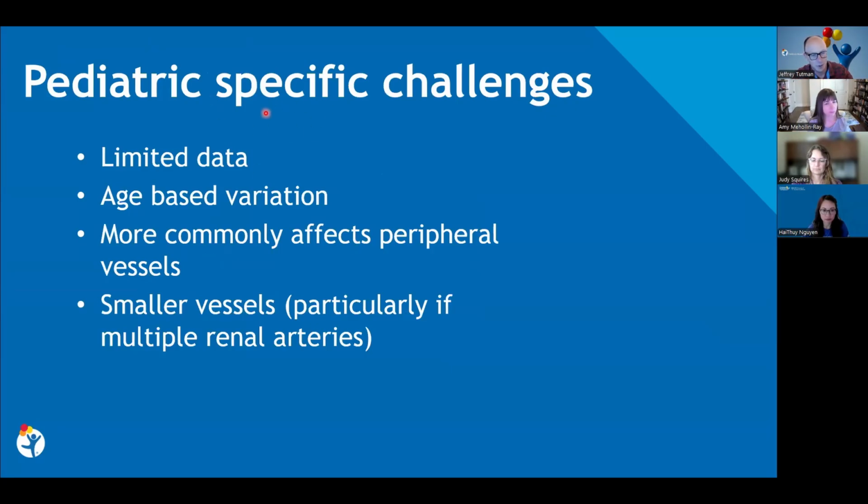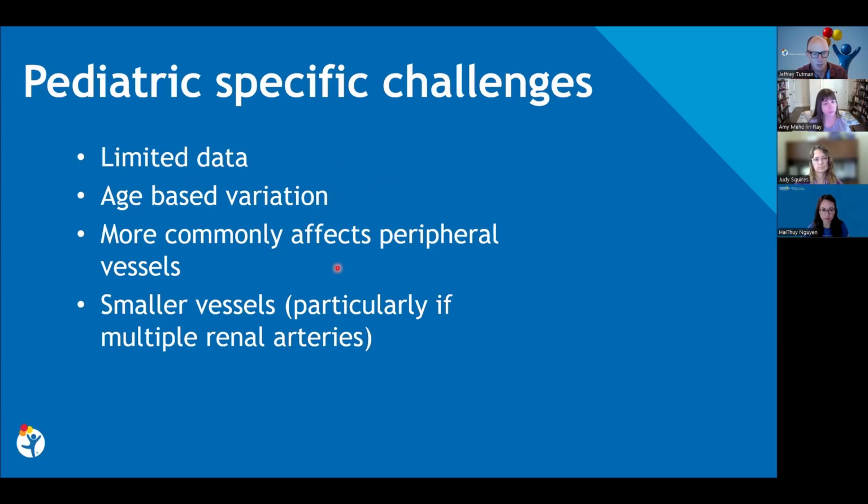With renal artery stenosis in our pediatric population in particular, there are a lot of challenges that we run into. Limited data, so this is what I'm going to focus some time on in the next slide, reviewing the literature and where we're at and what we know about this diagnosis. A lot of age-based variation. Most of the data that exists out there is for the adult population, so probably applicable to adolescents, but as you get into the neonatal and toddler population, it's really tough to know what to do with those patients.